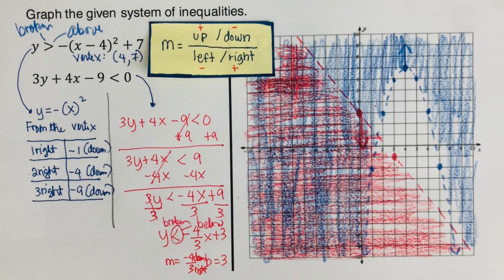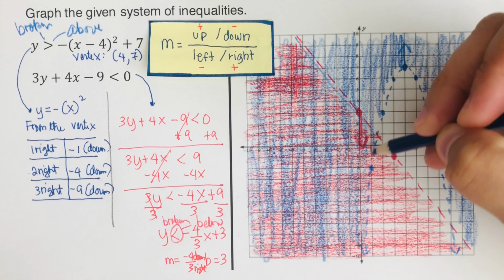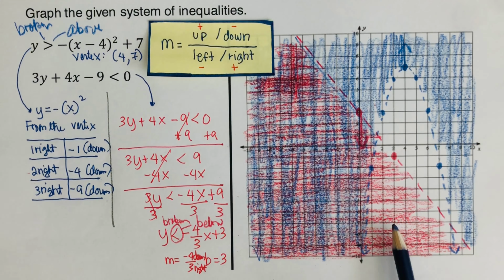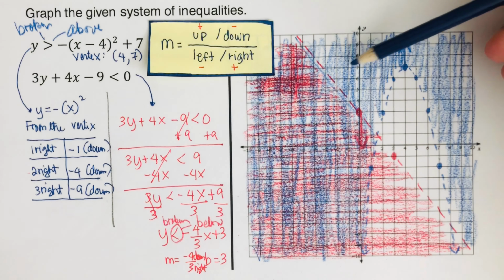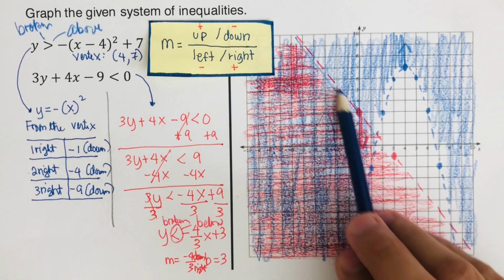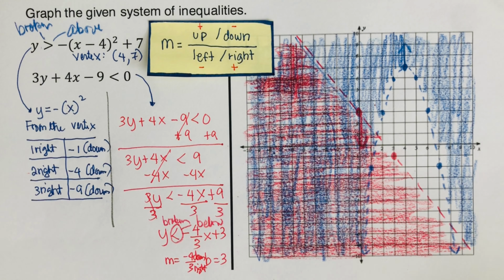Okay, so we can see that the points of intersection would be this part right here. So this section right here. This is only for the red. This is only for the blue. So it has to be the overlap between the red and the blue. So it's actually this portion right here is a solution to this system of inequalities.